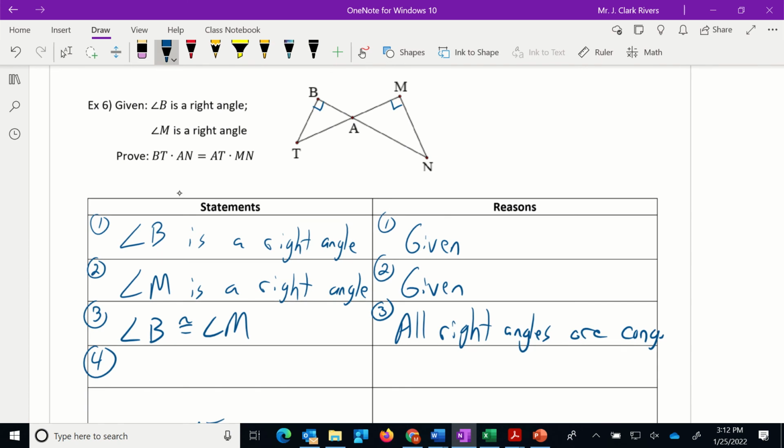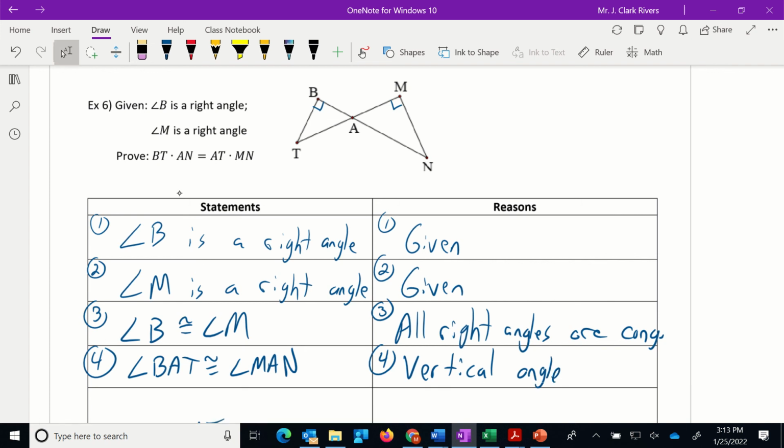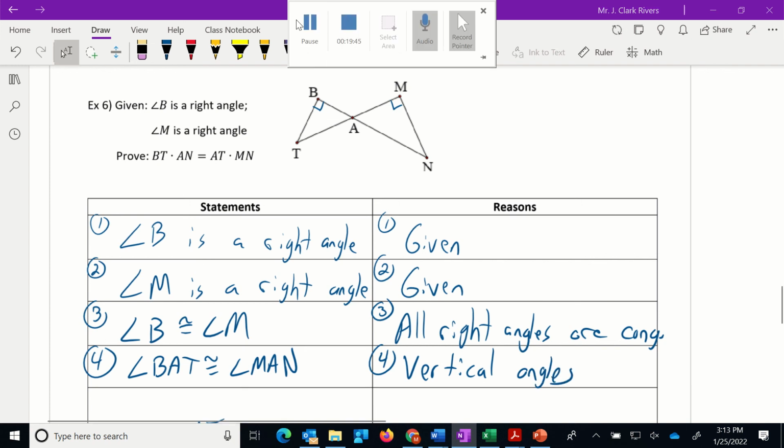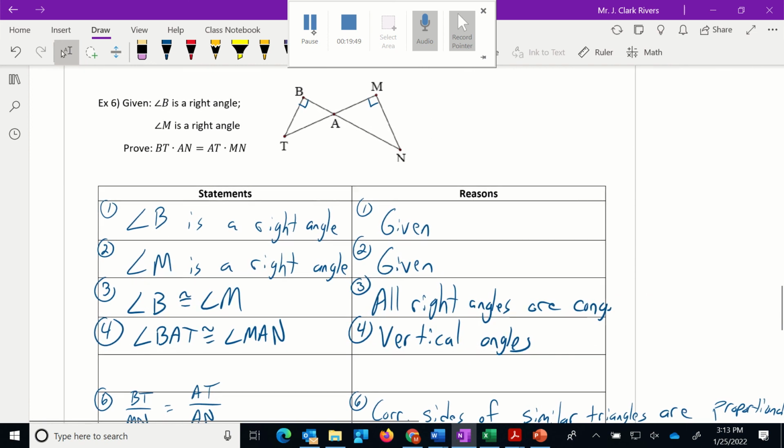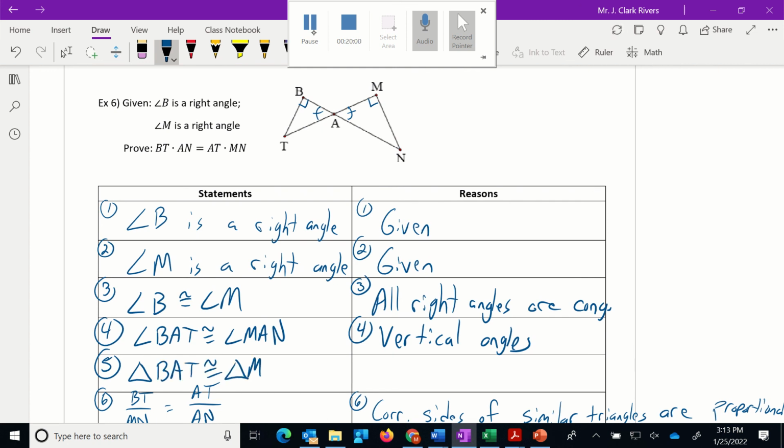Number 4, we have angle BAT is congruent to angle MAN because they are vertical angles. All right, and so now we have two pairs of angles, right? We have the right angles that are congruent, and we have the vertical angles that are congruent. So number 5 here, we can say triangle BAT is congruent to triangle MAN.